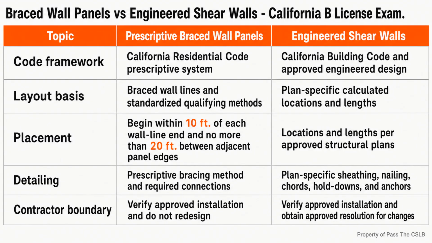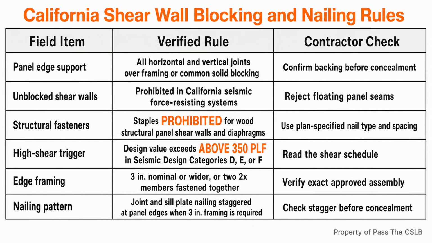California also prohibits staples as fasteners for wood structural panel shear walls and diaphragms. A panel manufacturer may list staples for some uses, but that does not override the California prohibition for this structural application. I verify the nail type, length, diameter, and spacing against the approved shear schedule. I do not accept a fastener substitution because the gun is already loaded, or because the crew used it on another project. The reference chart groups the field checks that belong together.